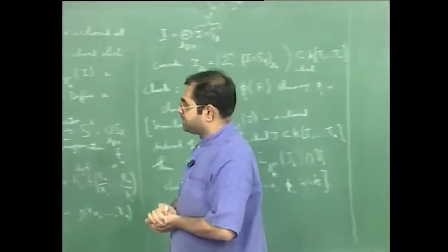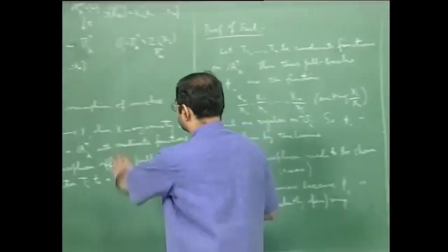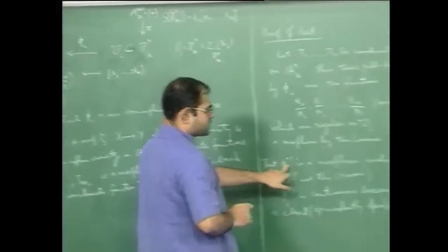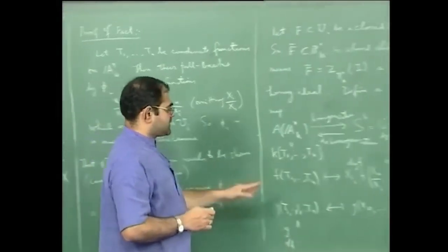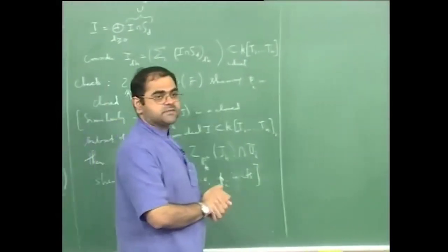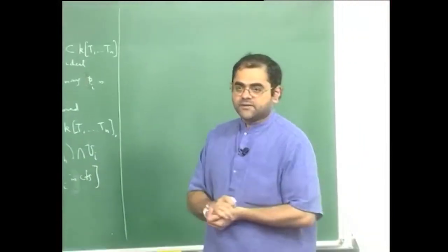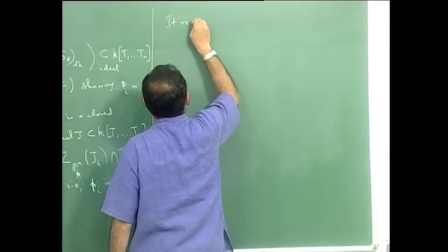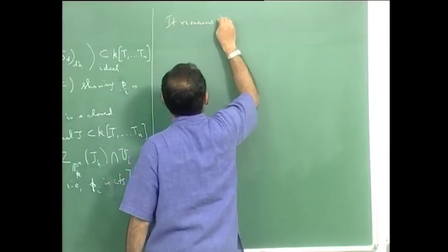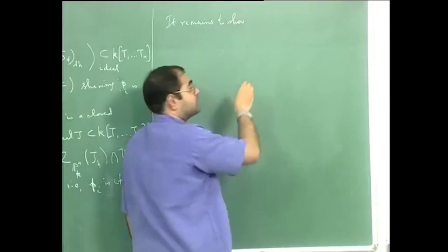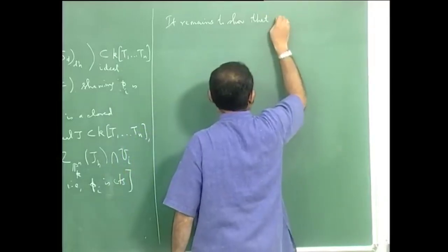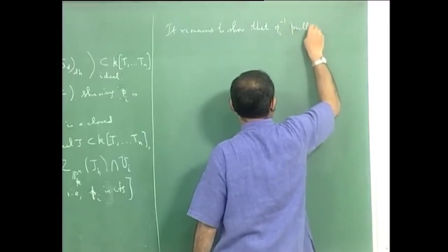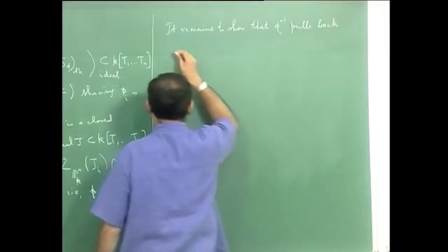But before I do that, let me complete the proof of this fact. I needed to check that phi_i inverse is a morphism. I have already checked that phi_i inverse is continuous. I'll have to only check that phi_i inverse pulls back regular functions to regular functions. So it remains to show that phi_i inverse pulls back regular functions to regular functions.